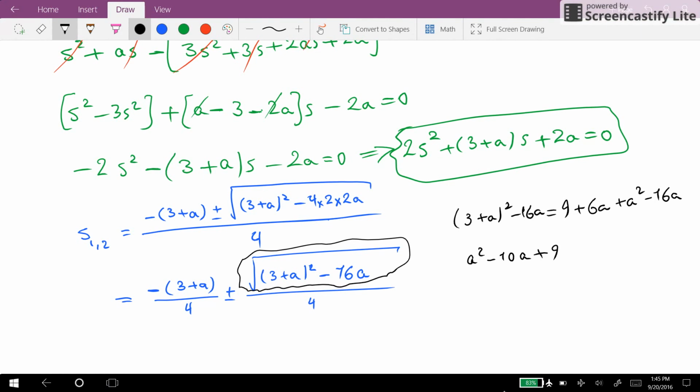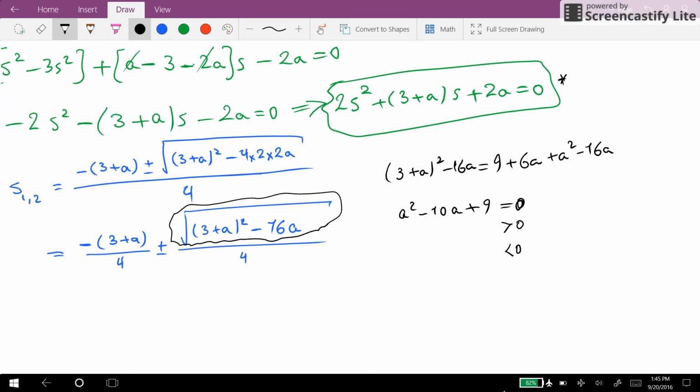In case this is equal to 0 for any value of a, we will have S1 and S2 equal to each other. In case this is bigger than 0, we will have two distinct S1 and S2. And in case it's smaller than 0, we will not have any real valued roots for this equation here.